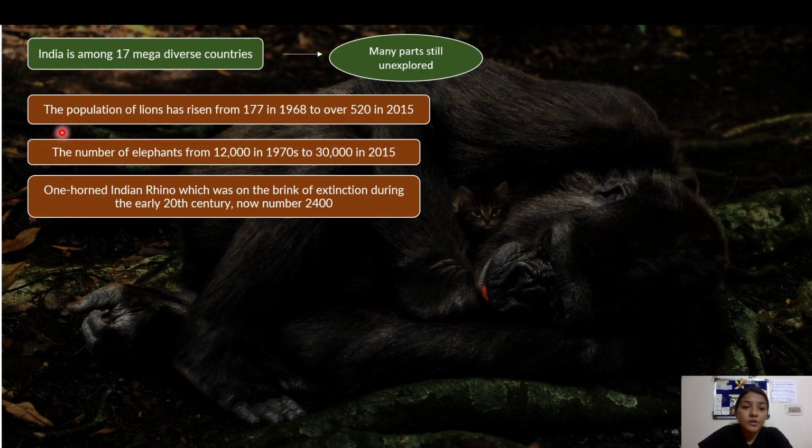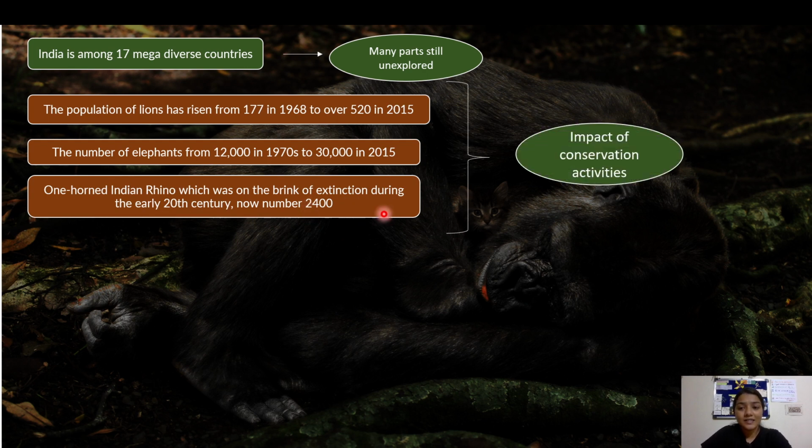Now let me give you some numbers to make you understand that due to the IUCN Red List, conservation programs have been carried out, and because of that there has been a rise in the number of certain animals. The population of lions has increased from 177 in 1968 to over 520 in 2015. The number of elephants has increased from 12,000 to 30,000 in 2015. The one-horned Indian rhino, which was on the brink of extinction during the early 20th century, now numbers 2,400.